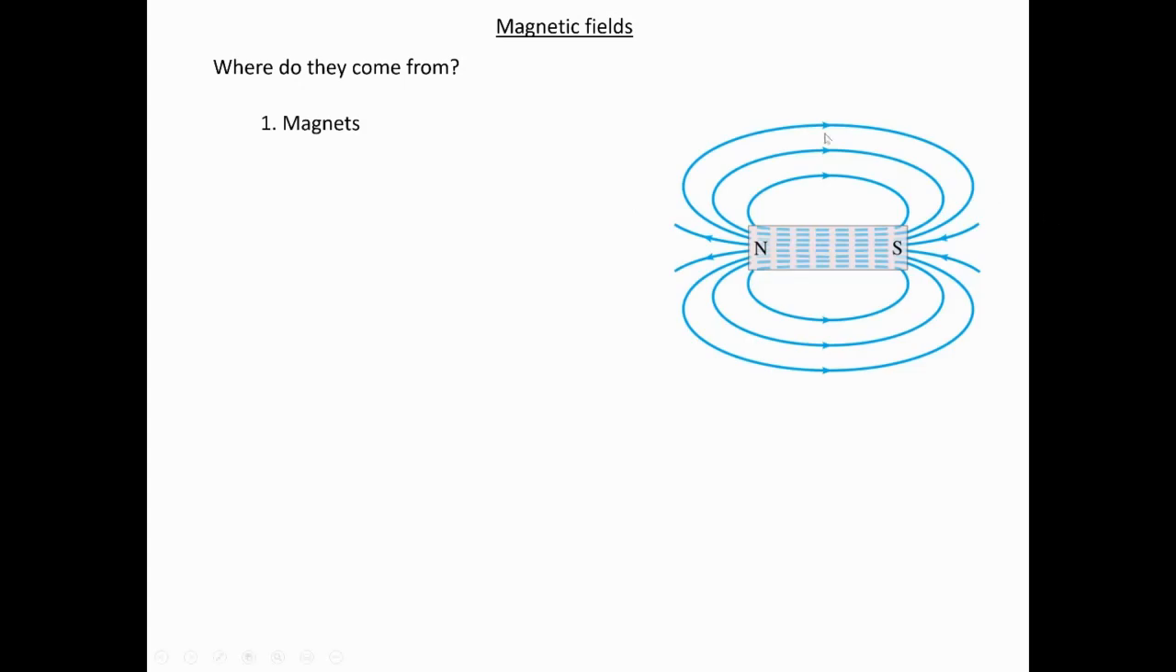So we're going to have magnetic fields. So points in space will have a magnetic field vector associated with it. And where do magnetic fields come from? I'll give you a couple answers. Maybe the most obvious one is they come from magnets. So here is a magnet.